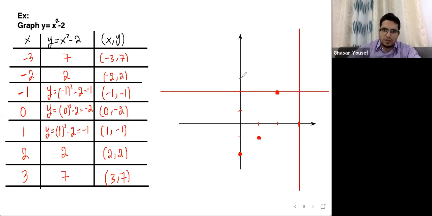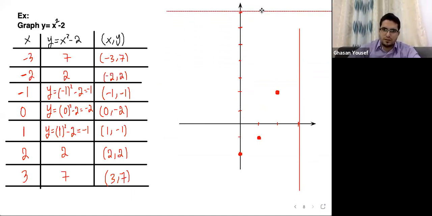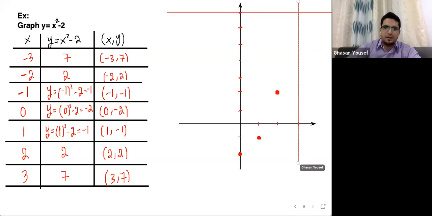So 2, 3, 4, 5, 6, and 7. The point will be around here, the 7, and here is 3. So the point will be around here. Same thing on the other side, -1 and -1. So the point would be around something here.